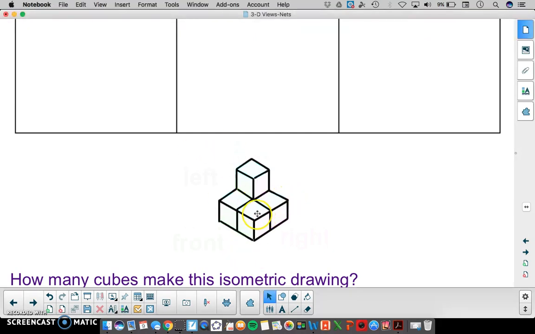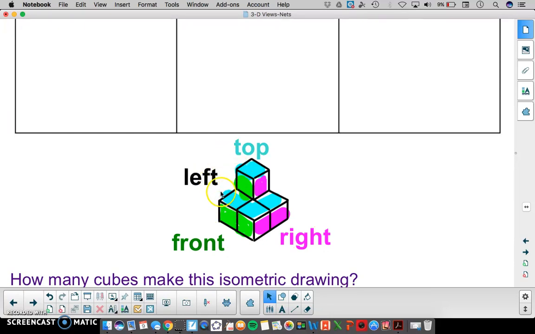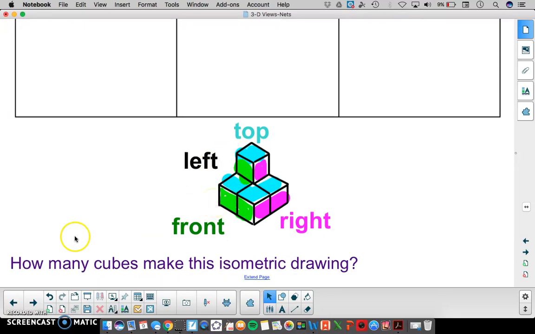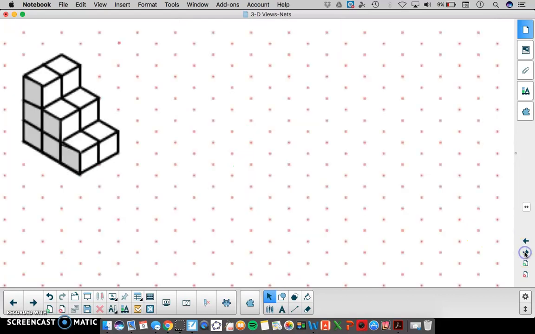So we had this isometric drawing. We have our top, our front, and our right, and then our left was behind. So the blue represents our top, pink represents the right, green represents the front, and then the left is behind where we can't see it. I also want you to answer the question, how many cubes make this isometric drawing? So how many blocks are in this figure? Go ahead and draw this isometric drawing.